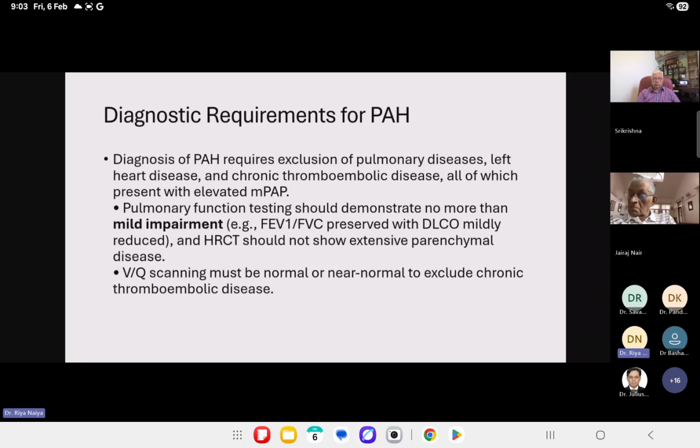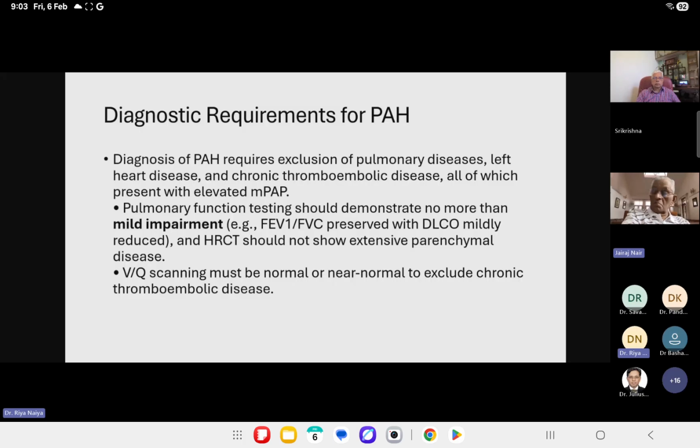Pulmonary function testing should be done to demonstrate no more than mild impairment, that is, FEV1 by FVC should be preserved, and DLCO should be mildly reduced, and HRCT should not show any extensive parenchymal disease. Plus, we must also do a VQ scan, which should be normal or near normal, to exclude CTEPH.